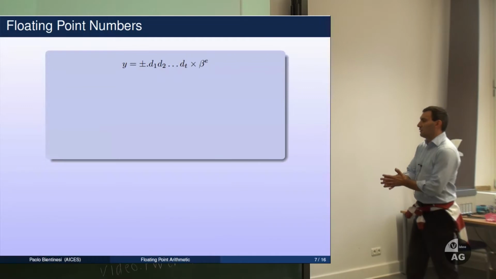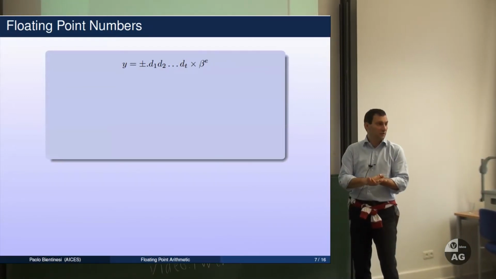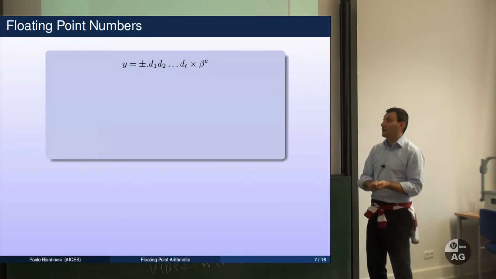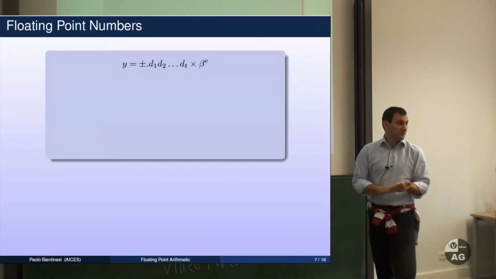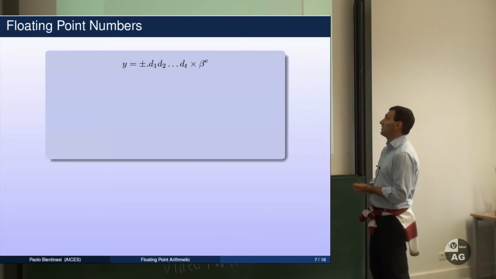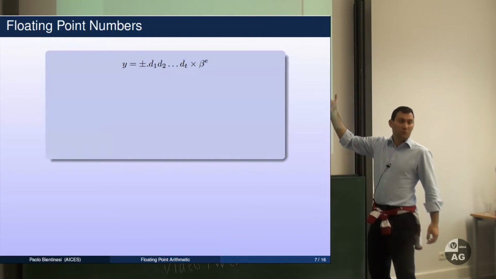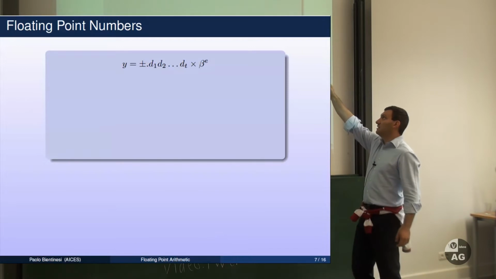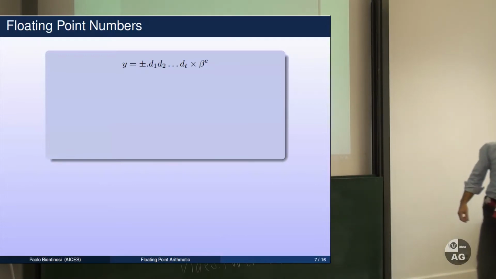For now, let's get into the details. This is really the nitty-gritty of what happens inside the computer, how numbers are actually stored. So this is the general definition. A floating point number is represented like that. Y is a floating point number. We have a sign, plus or minus. Then we have t digits from d1 to dt. Then we have a base, b, and an exponent, e.